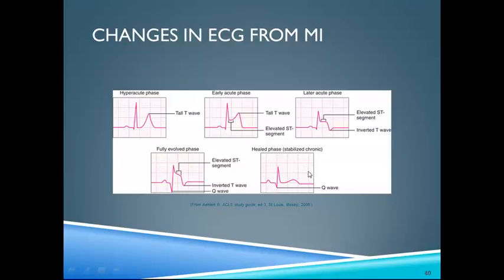The healed phase, or stabilized chronic phase, will look like this. That depression right after the QRS typically does not happen anymore, and a lot of times you will still see inverted T waves in chronic or stabilized patients who have had an MI or some ischemic process to the heart.